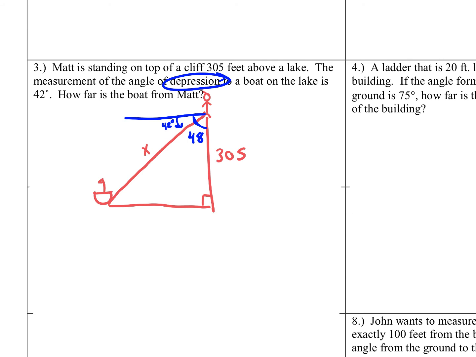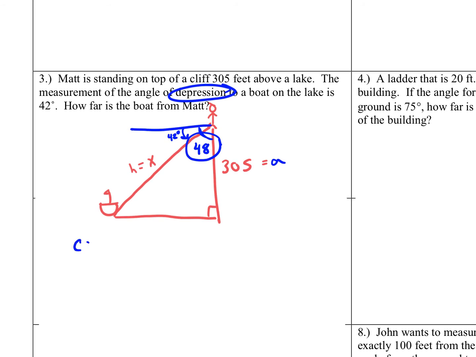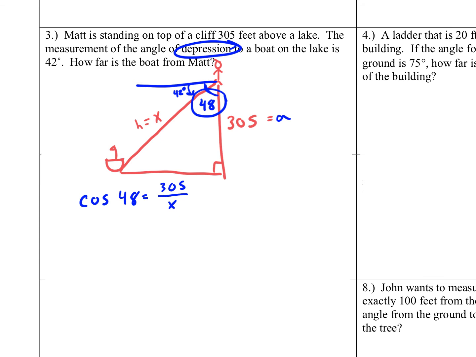So if this angle is 48, x is my hypotenuse. What's 305, opposite or adjacent? Adjacent. It's adjacent to this angle here. So which trig function involves adjacent and hypotenuse? Cosine. So we would take the cosine of 48, and that's equal to 305 over x. Make sense? Okay. What do I need to do to solve? I would multiply both sides by x.